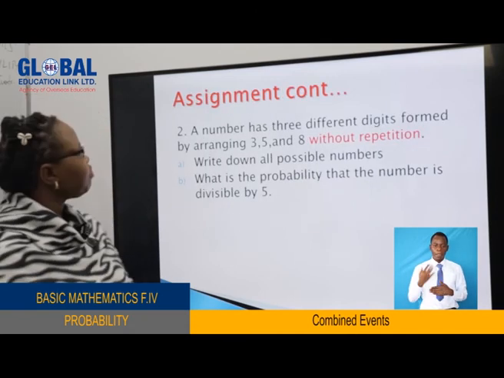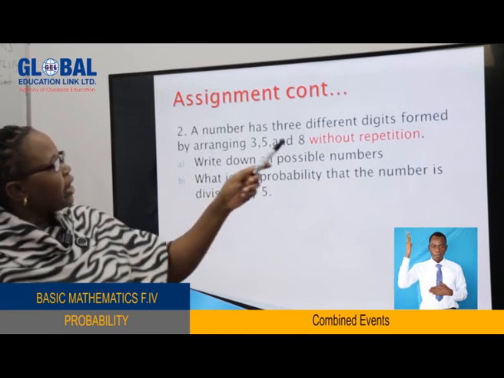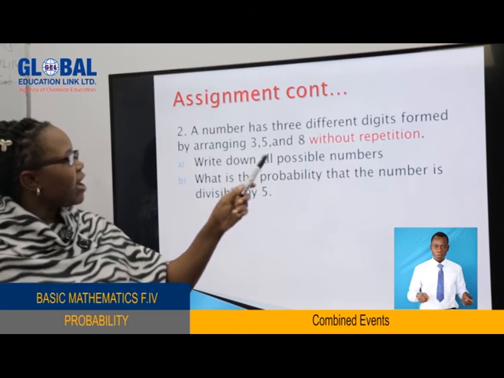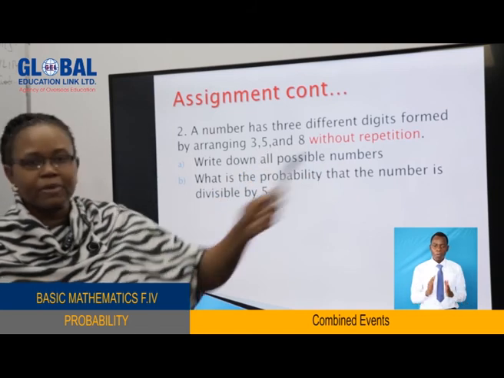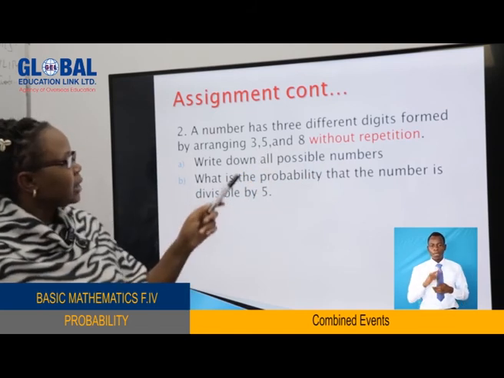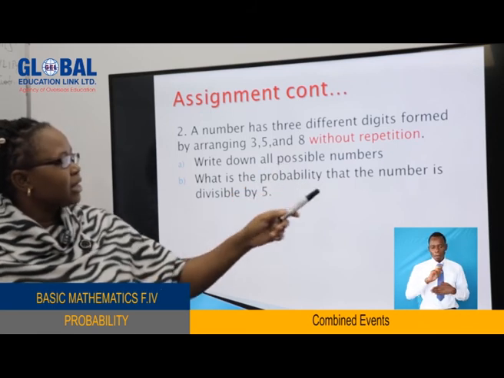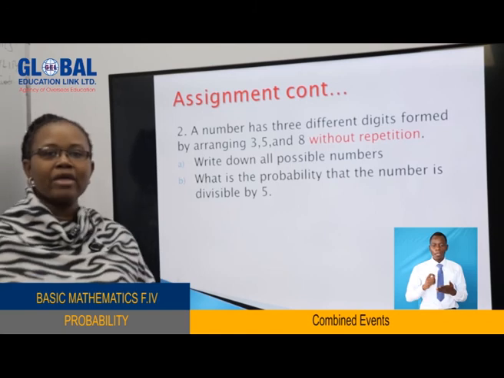Question number 2. A number has 3 different digits formed by arranging 3, 5, and 8, without repetition. A. Write down all possible numbers. B. What is the probability that the number is divisible by 5?